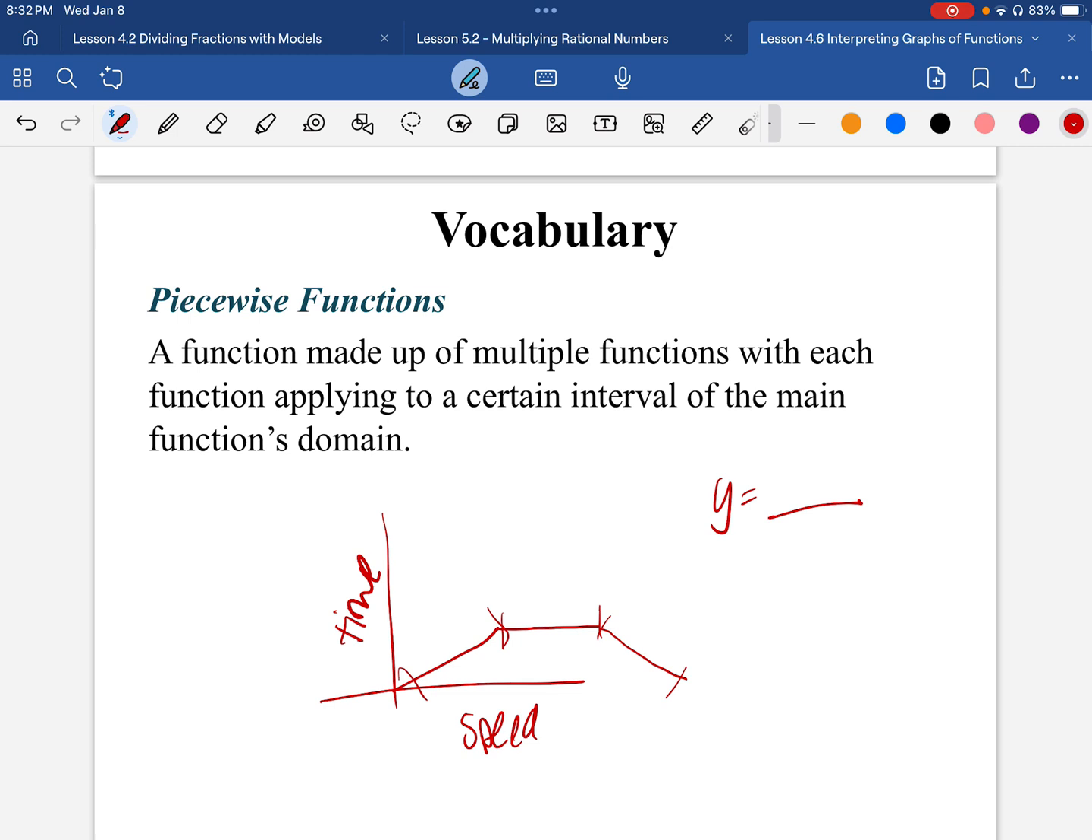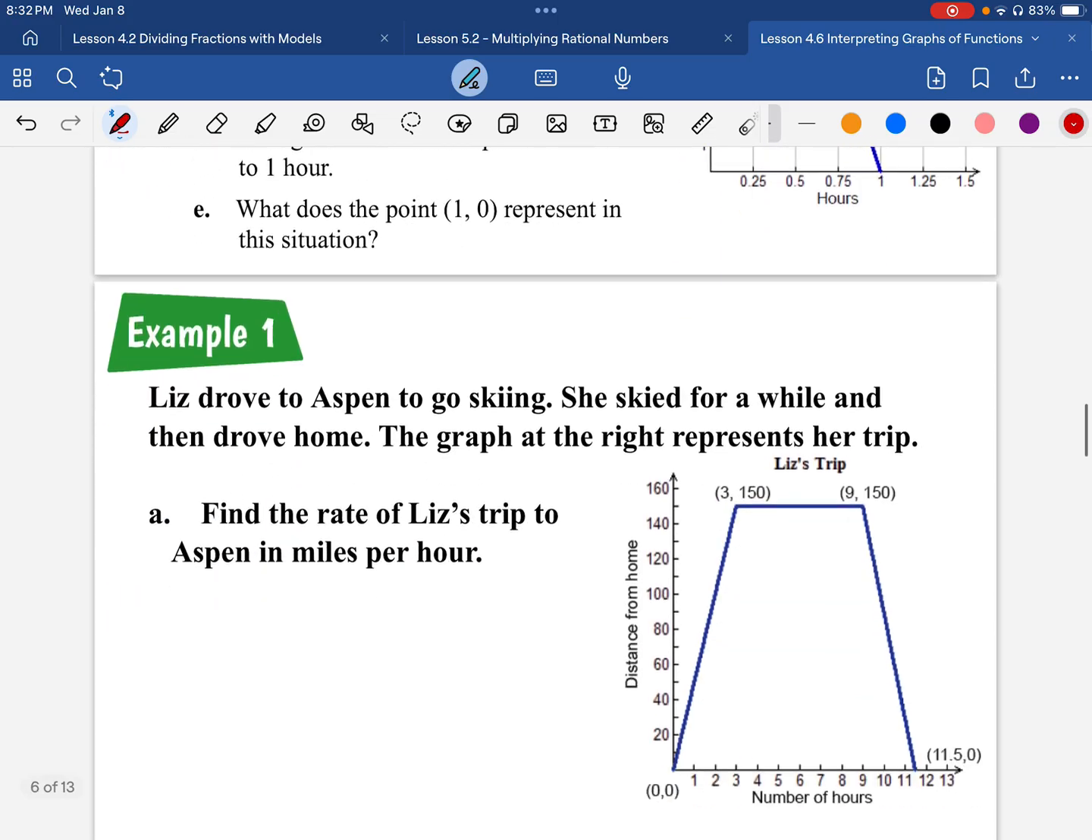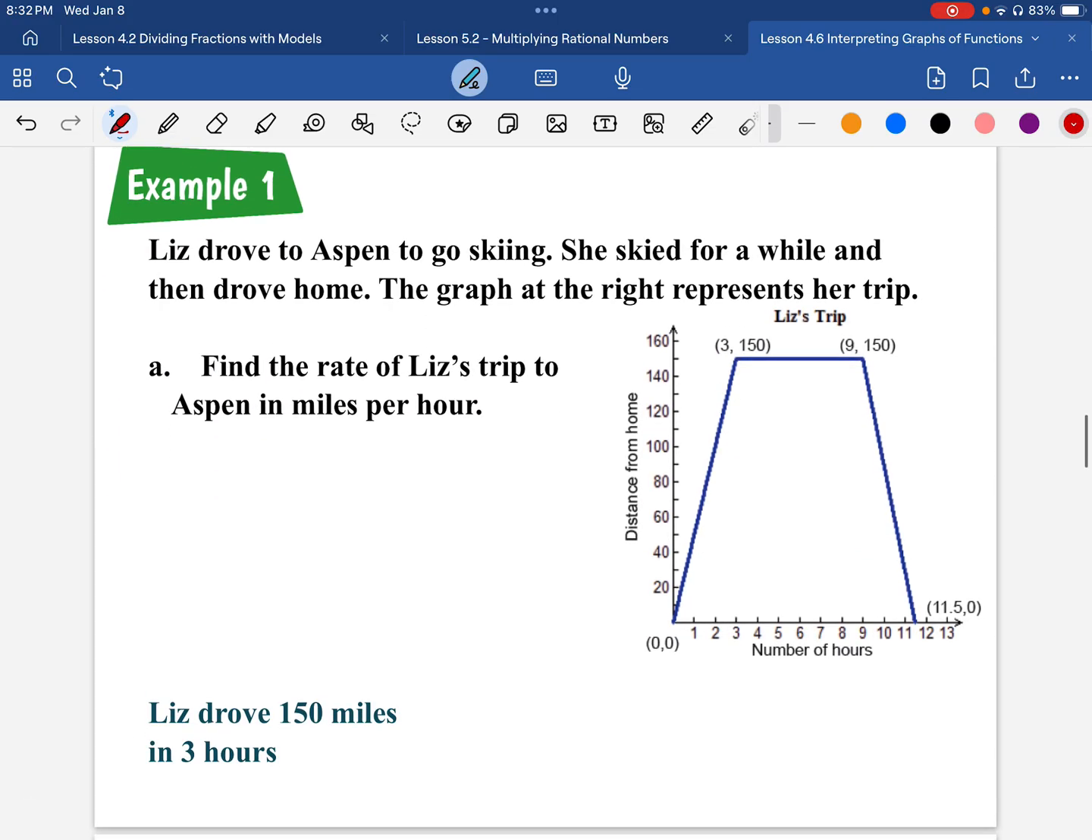Okay, let's get into examples because I think that will make this all make sense. So our first one here, sorry, we're going to skip through some of this. Liz drove to Aspen to go skiing. She skied for a while and then drove home. The graph at the right represents her trip. So distance from home is the y-axis. That's what goes up here. And the number of hours she was gone is on the x-axis. Find the rate of Liz's trip to Aspen in miles per hour.